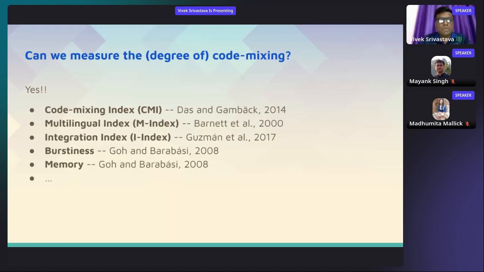Fortunately, the answer to that question is yes. We have a lot of work going on. People have worked on this field for more than a decade now. So in this tutorial, we will discuss 5 different metrics. First one is the CMI, code mixing index, which is very popularly used. There are variants of these metrics in the literature, but we'll stick to the fundamental ones, and we'll see how these metrics perform.